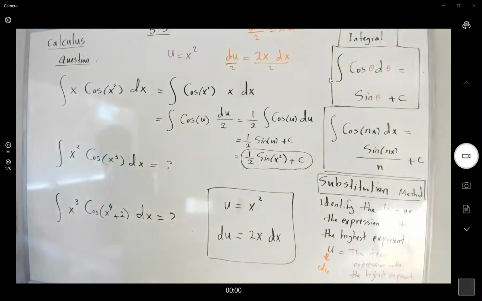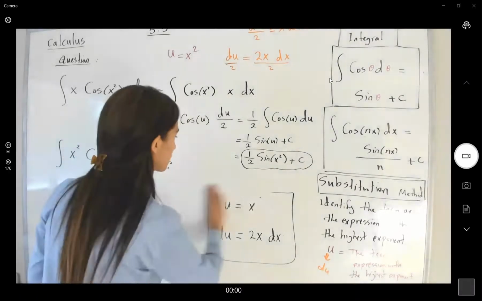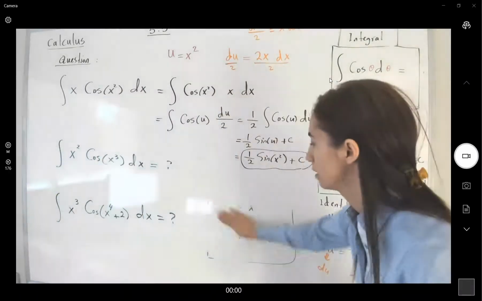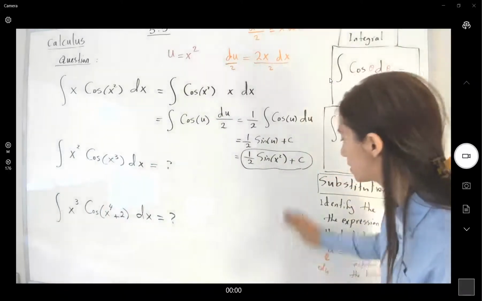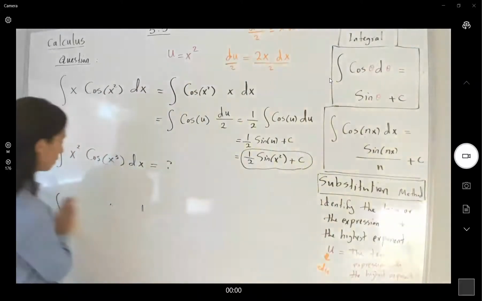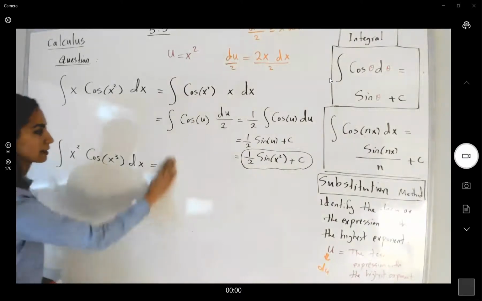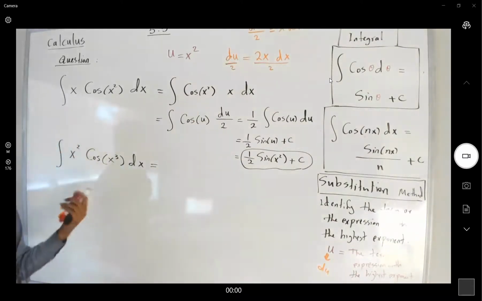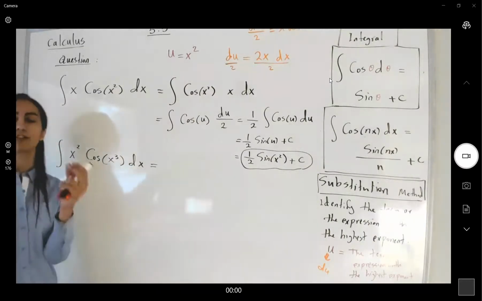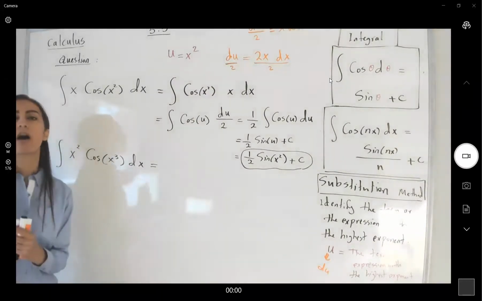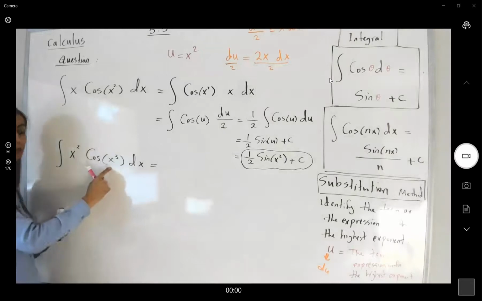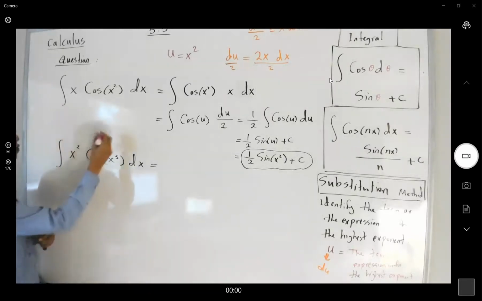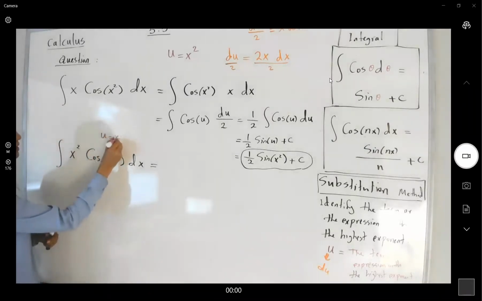Very well. So what about this one here? The integral of x squared times cosine x cubed dx. Well, the substitution method in general says we need to find a term or expression with the highest exponent, which is x cubed. So u is equal to x cubed.